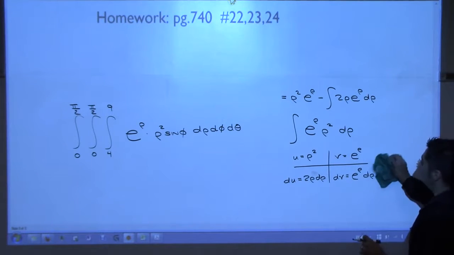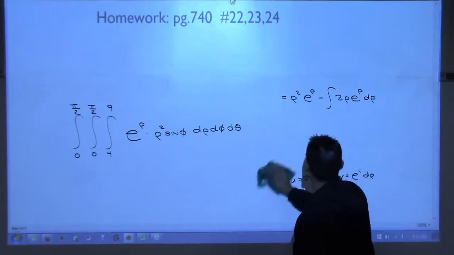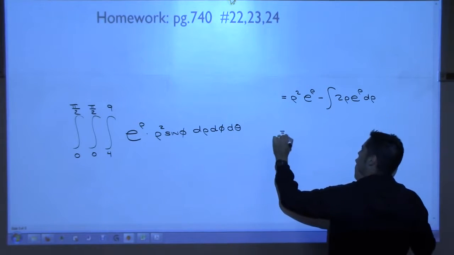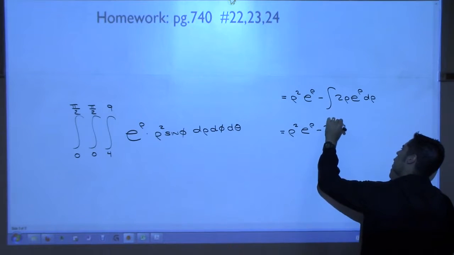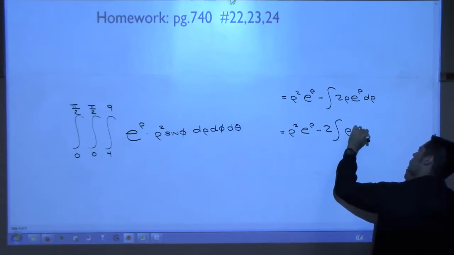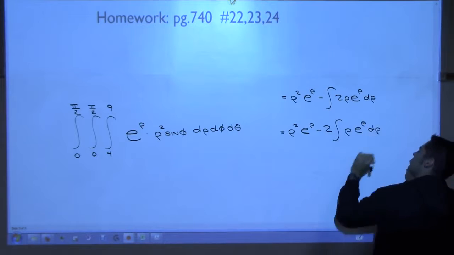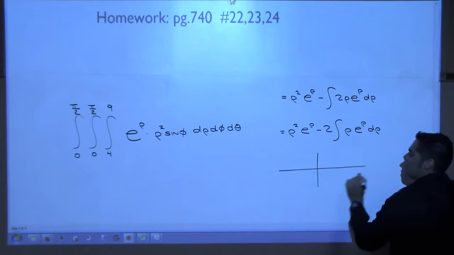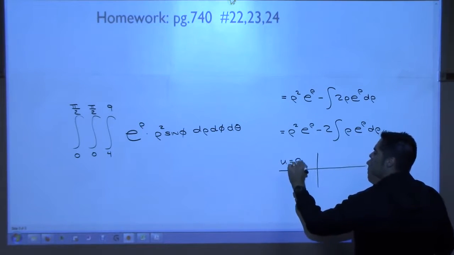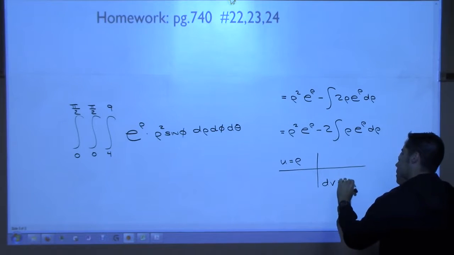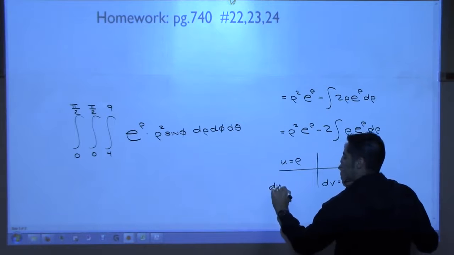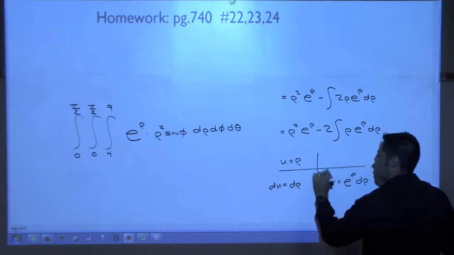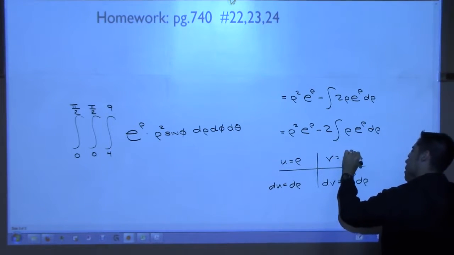And I can pull that 2 out. So I'm done with this for now. Pull the 2 out. Rho squared e to the rho minus 2 integral rho e to the rho d rho. And I have to do integration by parts again. So u is going to be rho. dv is going to be e to the rho d rho. du is equal to d rho. And v is equal to e to the rho.